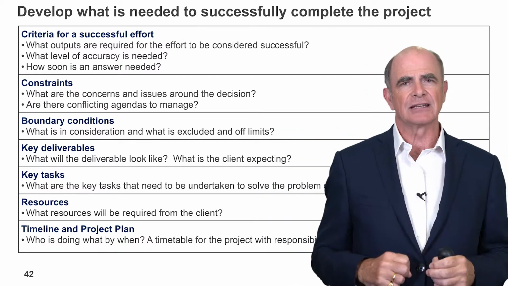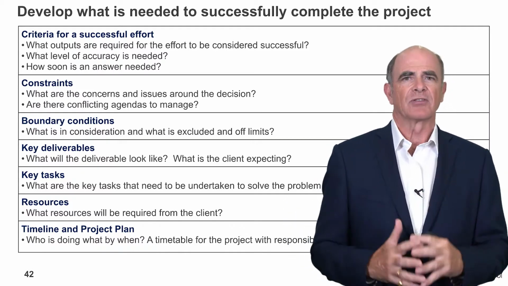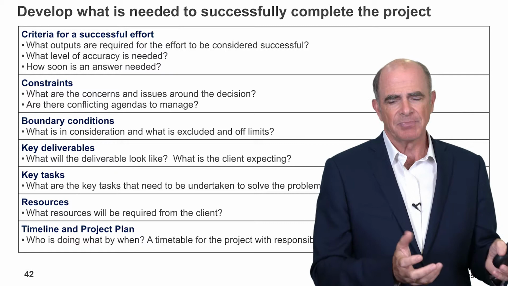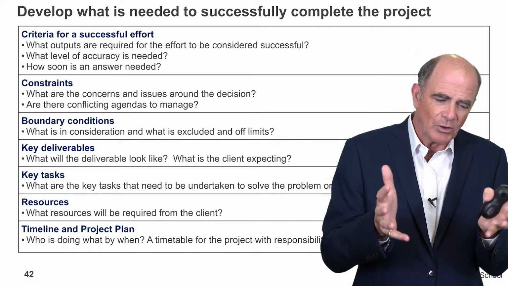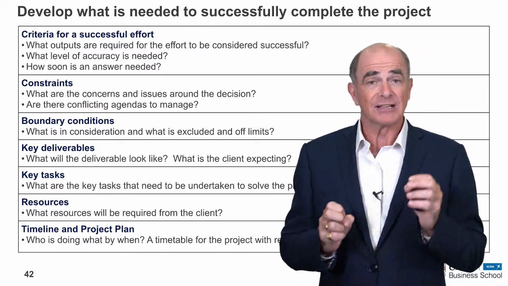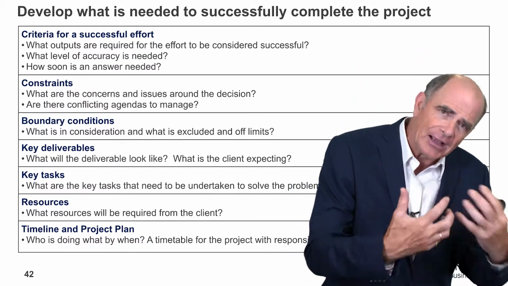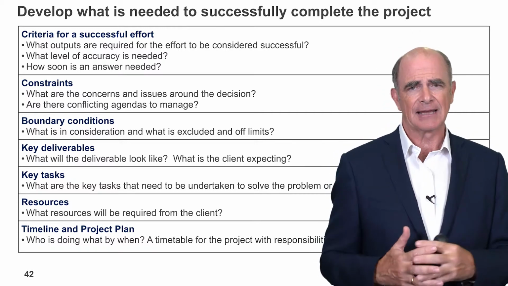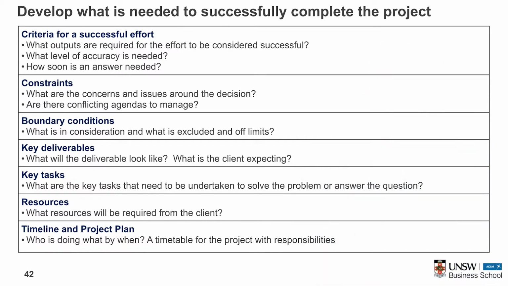So what are the criteria for success? What are some of the constraints that you might have? What are some of the boundary conditions that you've got to be aware of? Making sure that you understand those boundaries, because that's where scope creep can come in. What is the deliverable? And having had that conversation with the client right up front, so you and they are on the same wavelength in terms of the deliverable. What are the tasks that you've got to do? The resources that are available to you, and the timeline and the project plan.